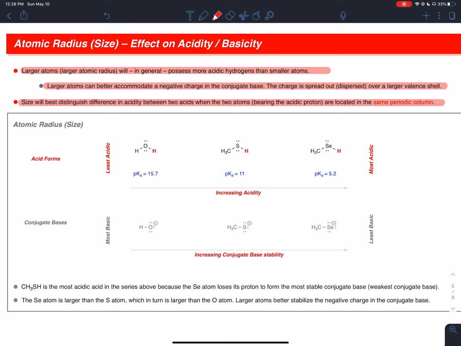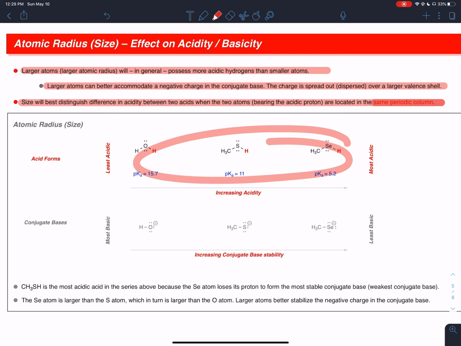And size is going to best distinguish the difference in acidity between two acids when the two atoms bearing the acidic proton in question are different and they are located in the same periodic column. Okay, this is a vertical comparison if you're looking at the periodic table. So let's look at some examples here.